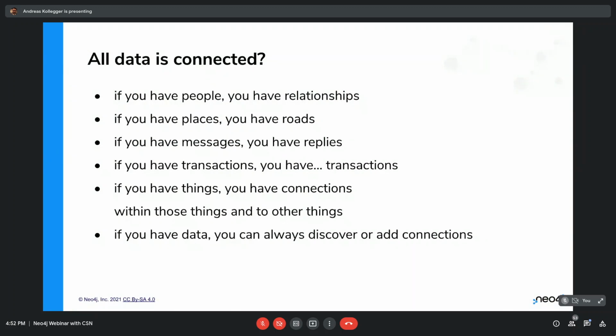It's a huge superpower. If you've got places, of course, geospatial is a classic example of graph databases. If you've got messages, you've got replies, that forms an entire network where there are hidden communities that you maybe wouldn't see from exact relationships in other ways.